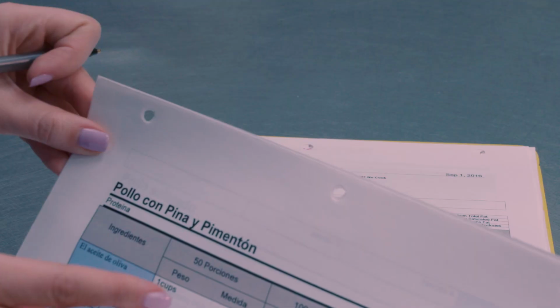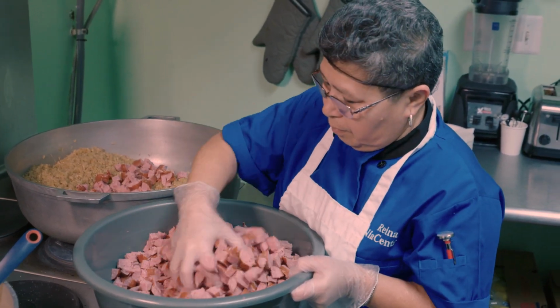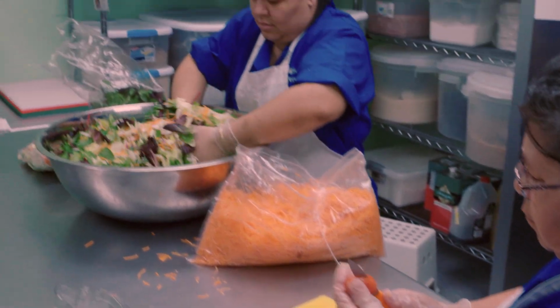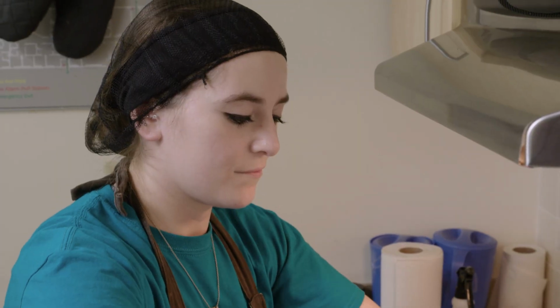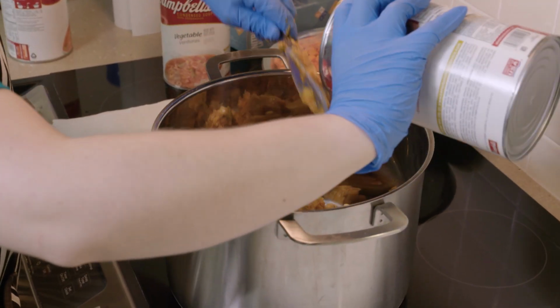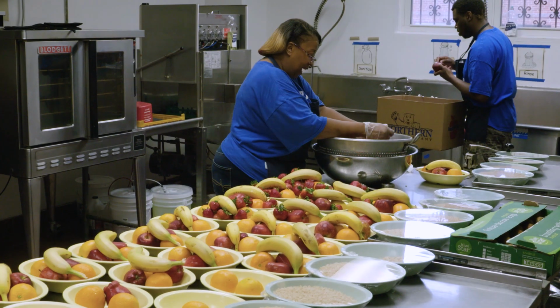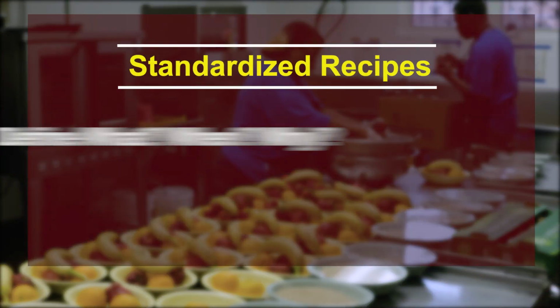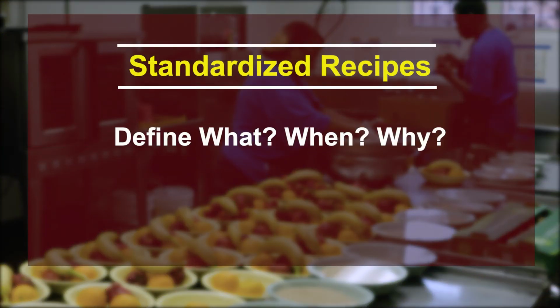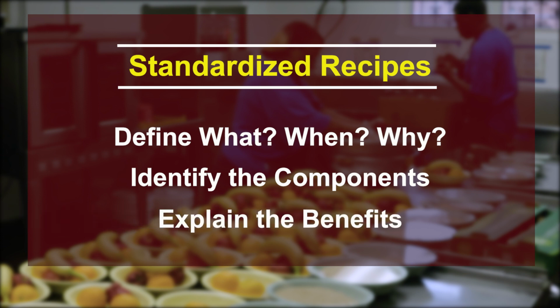By the end of this training video, you will have an improved understanding of the importance and use of standardized recipes for CACFP and how they impact the foods you serve to your children. Having standardized recipes shouldn't be seen as a scary process, but rather as an easy way to help you manage the foods being served to children, which allows you to meet all CACFP program requirements. In this training video, we will define what, when, and why standardized recipes are needed in CACFP, identify the components of standardized recipe forms, and explain some of the benefits of standardized recipes.